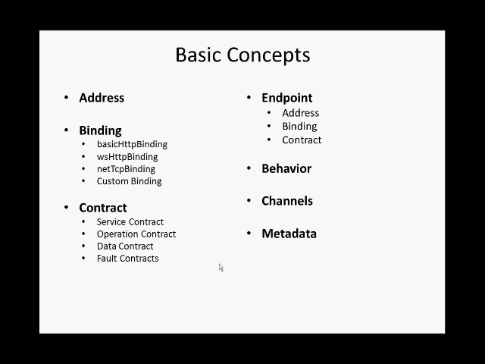So you'll have to define 4 endpoints, where every endpoint has a unique combination of address and binding. Each address will support a unique binding, so you will have 4 endpoints with a unique combination of address plus binding. And with that, we'll move on to behavior, which we'll see later. I don't have much to explain now.